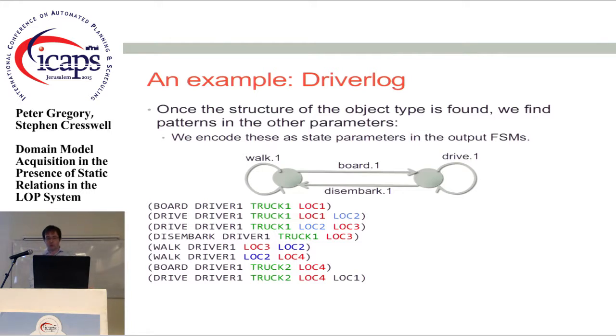And so what we do, we label these states with types. In this state on the left, when our driver's walking around, he's associated with a location. When he boards the truck, he's associated with a truck and a location. So this is prior work, so this all works fine.